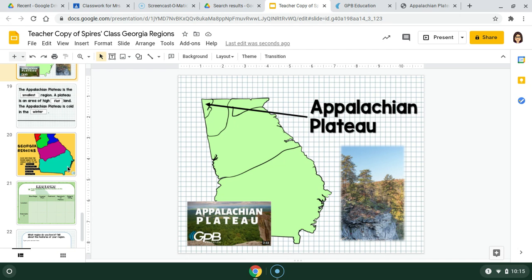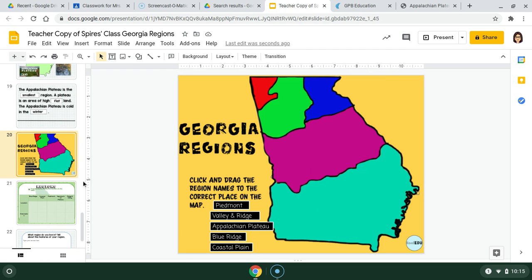All right, now some activities you're going to do for practice today. Your test this week is going to have you labeling the regions of Georgia. So you need to practice labeling this map. Click and drag the region to the correct area. We're going to go over it in tomorrow's lesson.